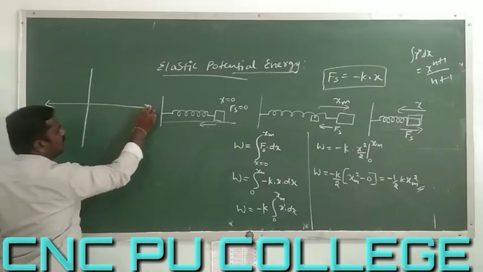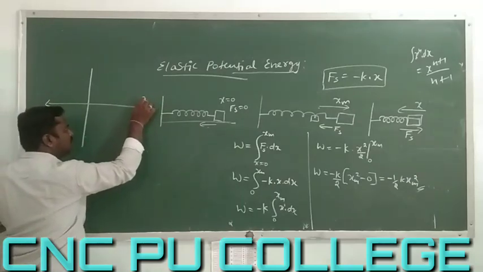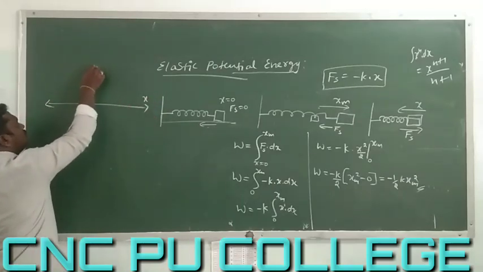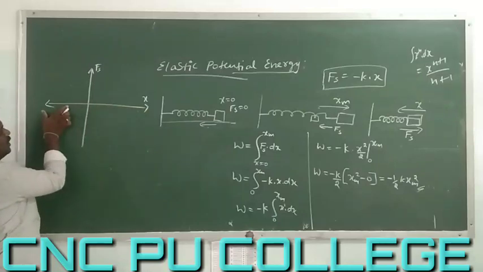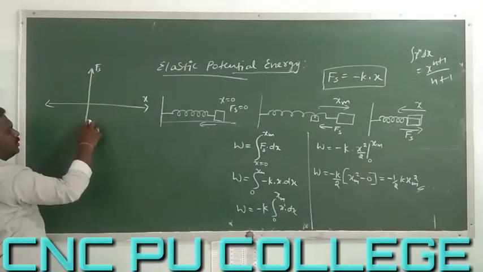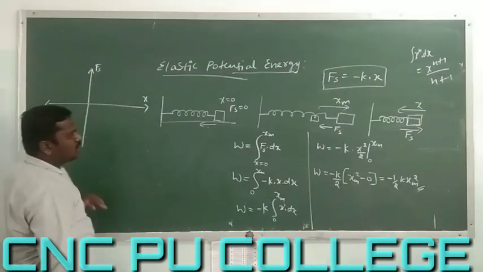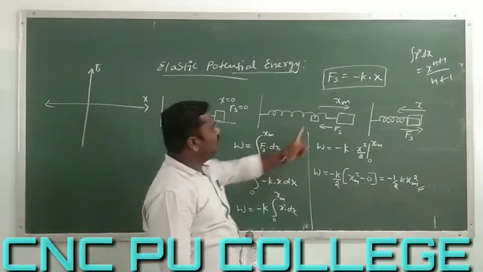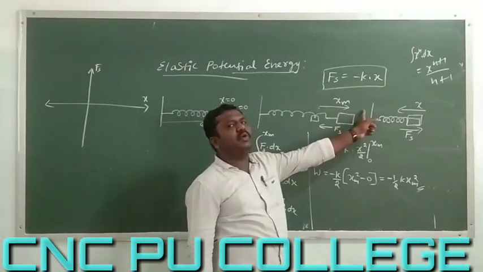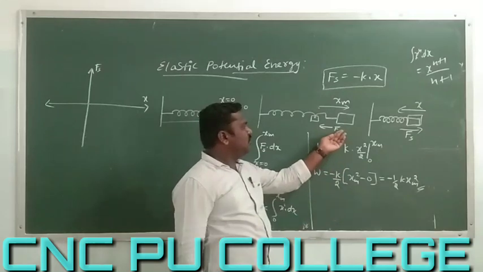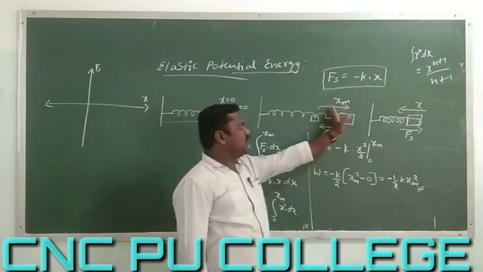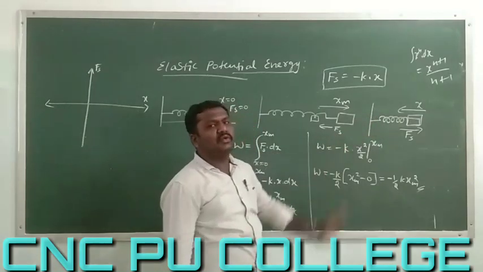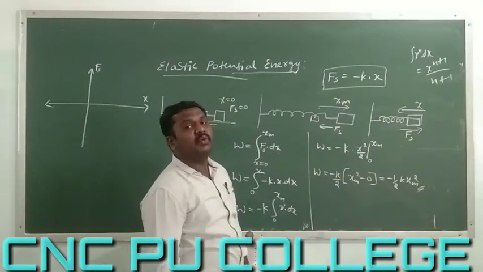Along the x-axis, let us take the displacement, and along the y-axis, let us take the force, that is the spring force. So this is positive x, and this is negative x, this is positive y, and this is negative y. Initially, let us consider that if displacement is in the forward direction, the restoring force is in the backward direction, but they are directly proportional to each other. That means if displacement increases, the restoring force also increases, but they are in opposite directions.